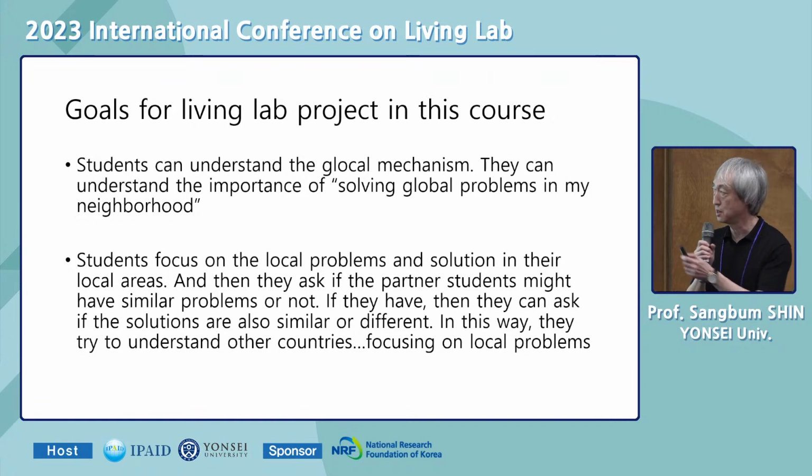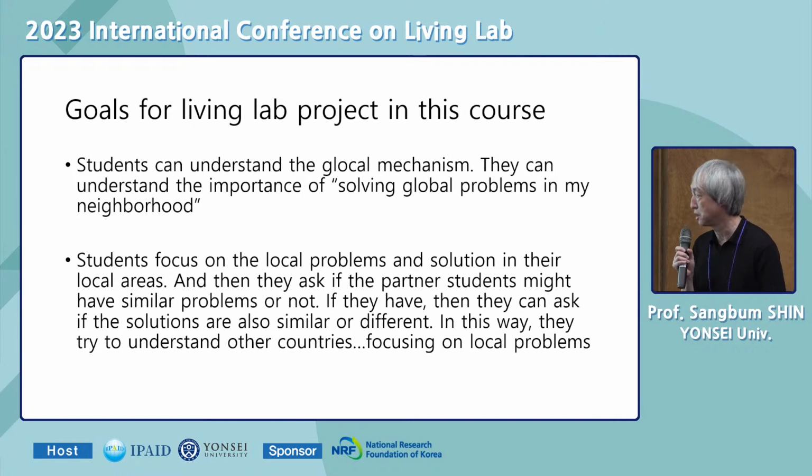So these are my answers. Students can understand the global mechanism, and they can understand the importance of solving global problems in my neighborhood. The students focus on the local problems and solutions in their local areas. And then they ask if the partner students might have some similar problems. If they have, what kind of solutions could they have? If their solutions are different, what makes that difference? So these are the explorations that they're going to ask in academic processes.